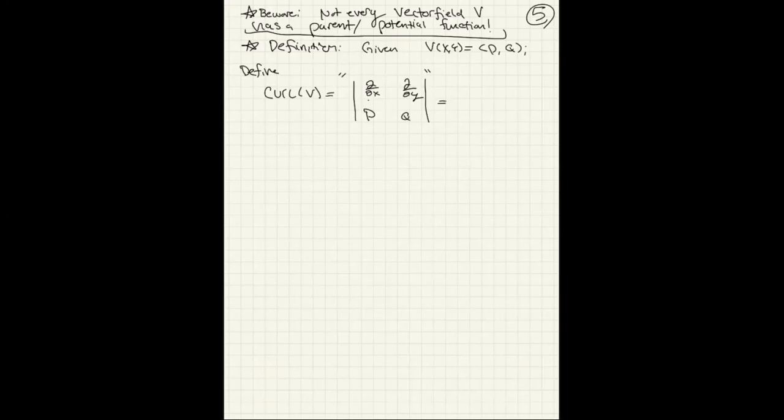It's a little trick, almost a mnemonic. So really, you take a partial derivative of Q with respect to x, and then you subtract a partial derivative of P with respect to y. So this is partial Q, partial x, minus partial P, partial y. This is called the curl of V. All right. Let's do a really quick computation of this.